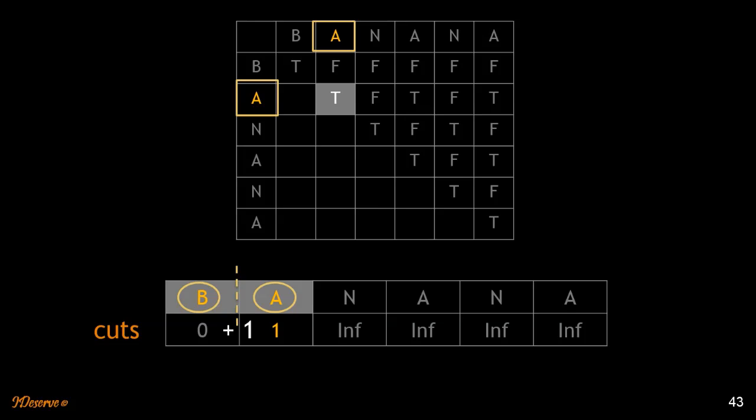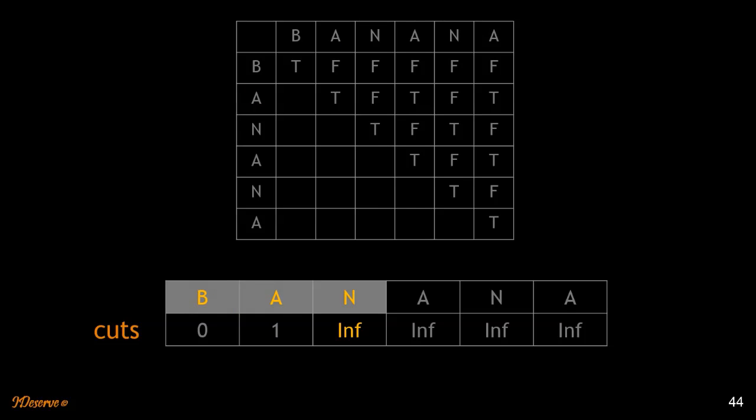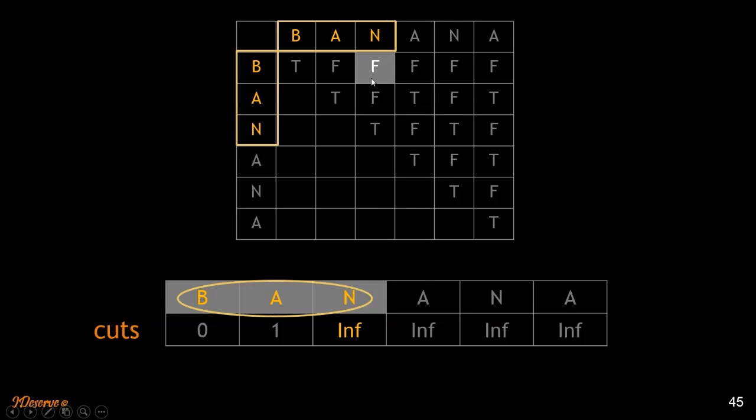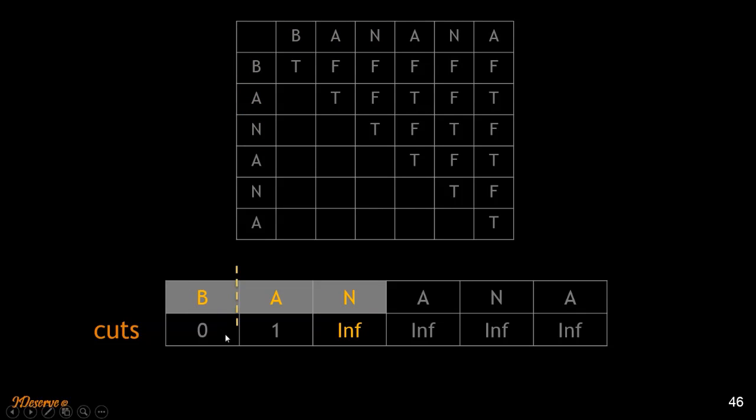Let's move ahead to the substring of length 3, BAN. First of all, we'll check if the whole string is a palindrome. If it is a palindrome, we don't have to split it up. So we'll check if that is a palindrome. No, it is not. So we need to split it up. Let's split after the first character. So now we have two substrings, B and AN. We already know the minimum number of cuts for B, so we don't have to do anything about it. Let's look for AN. We don't know the number of cuts required for AN.